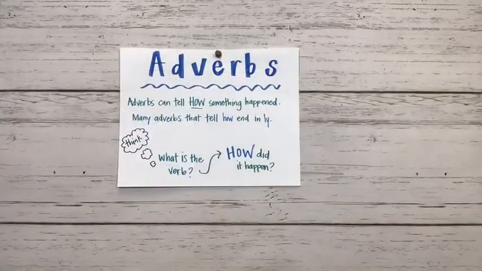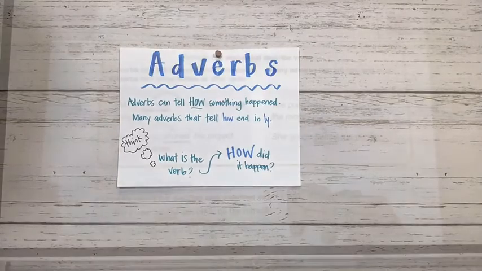Adverbs can tell how something happened. Many adverbs that tell how end in ly. So words that end in ly are going to be our clue that that word is probably an adverb. Now, what I want you to think about when you're looking at a sentence and you're trying to determine what is the adverb, first, you're going to think to yourself, what is the verb in this sentence? And then you're going to ask yourself, how did it happen?